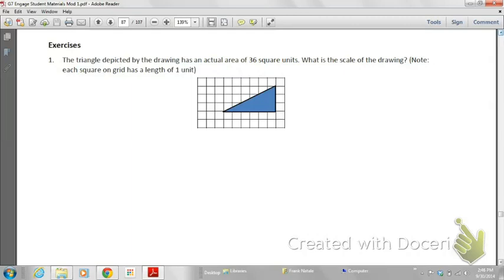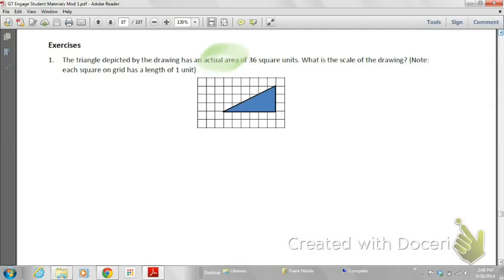Okay, this first exercise here: the triangle depicted by the drawing has an actual area, and this was really important to pay attention to, an actual area of 36 square units. What is the scale of the drawing? Note, each square on the grid has a length of 1 unit.